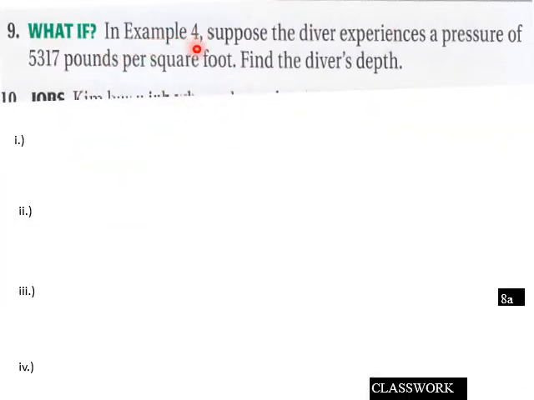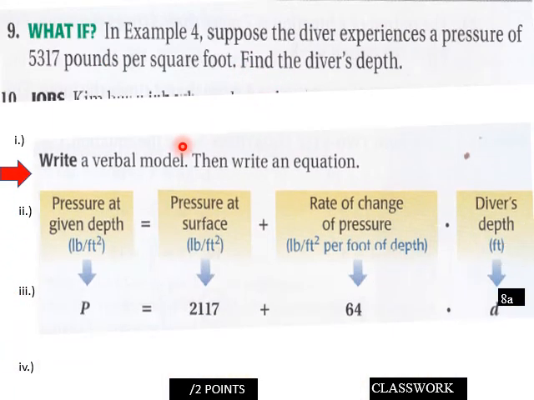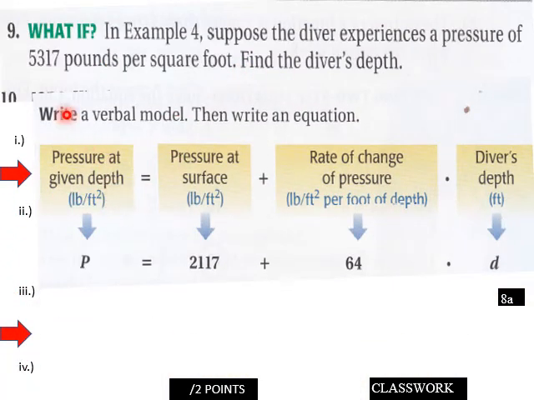So what if, in example 4, suppose a diver experiences a pressure of 5,317 pounds per square foot. Find the diver's depth. So to do that, we're going to first write a verbal model, then write an equation. So pressure at given depth equals P, and then we know pressure at surface is 2,117 plus rate of change of pressure is 64 pounds per square foot per foot of depth. And we got 5,317, and then diver's depth will be D.